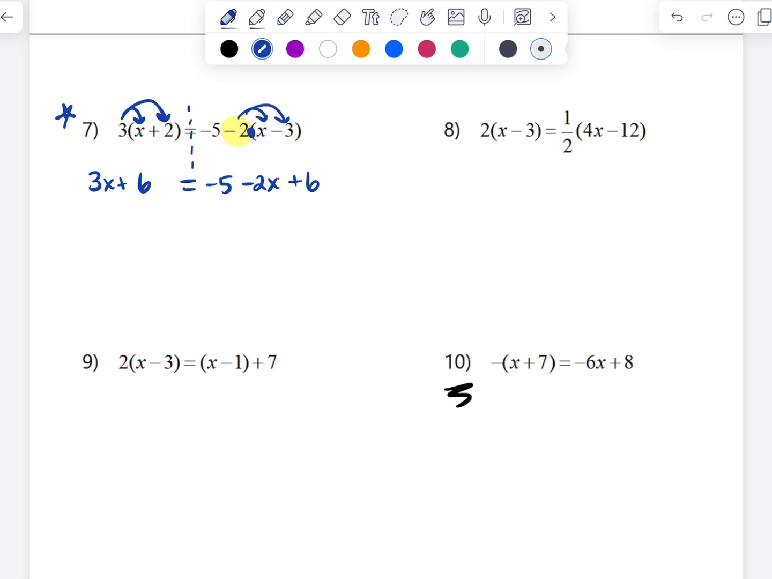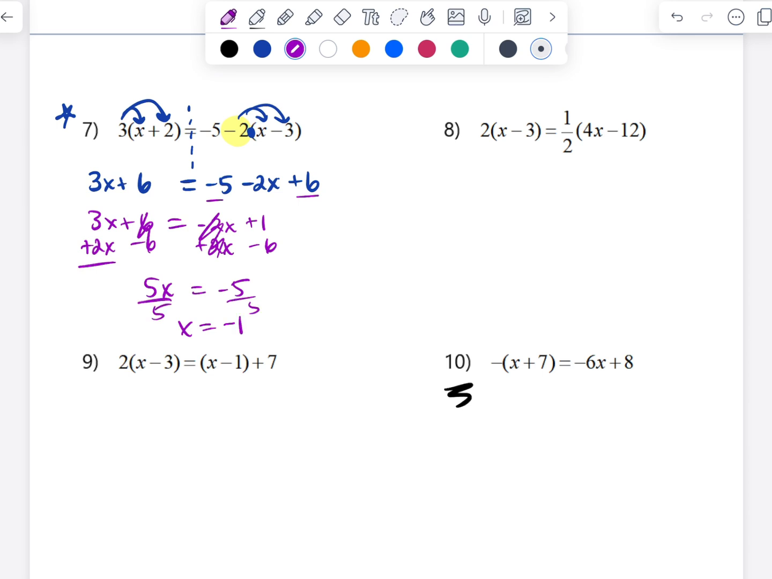Okay, and then again, kind of up to you on if you want to combine these numbers on the right side. I think that's a good idea because you make sure you've combined like terms before you move things to the left and to the right. So at this point, we should add the 2x. We should subtract the 6. So that's gone, that's gone. So I have 5x equal to negative 5. So x is equal to negative 1 after I divide by 5.